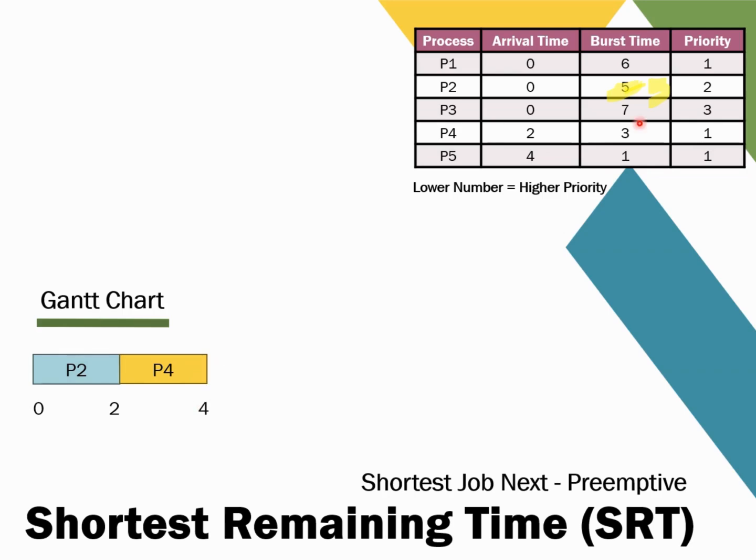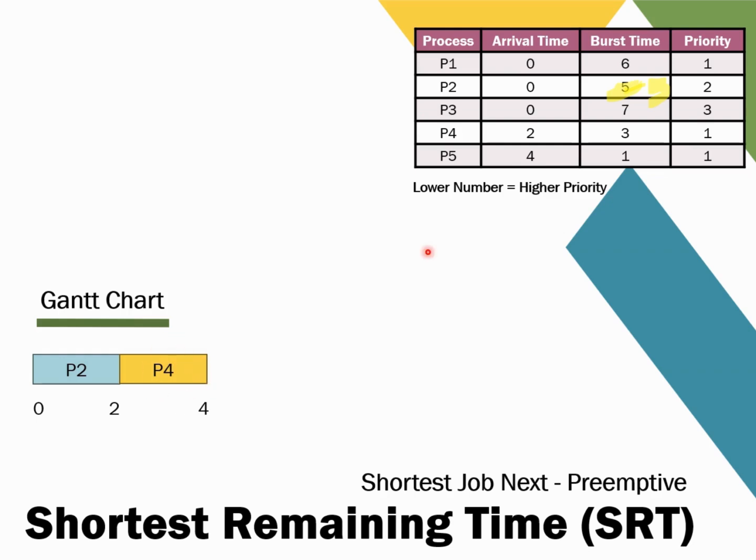Just to mention, if there is the same burst time and the priority is also the same, there is no need to take back the CPU from the current process, and the current process continues to run. But here, as you can see, the priority of P4 is 1, which is higher than 2. So we deallocate the CPU and allocate it to P4.